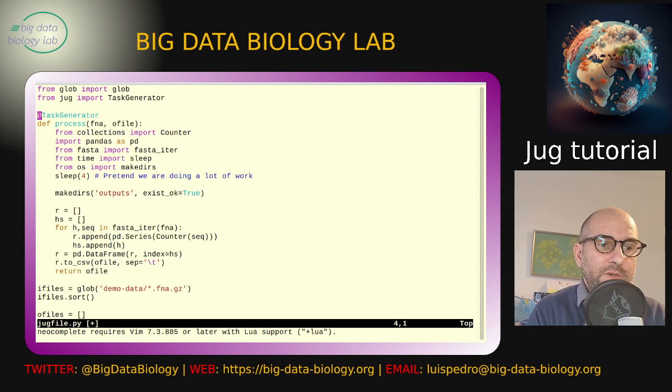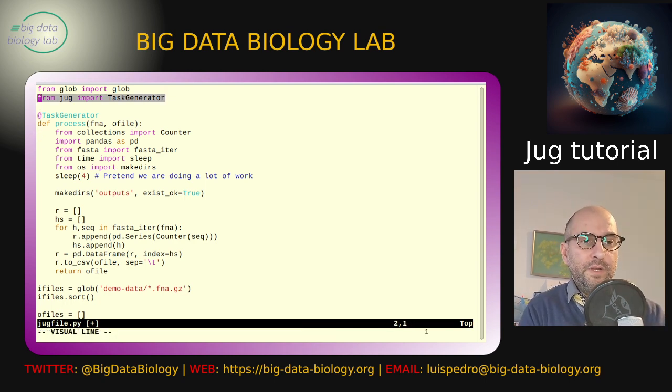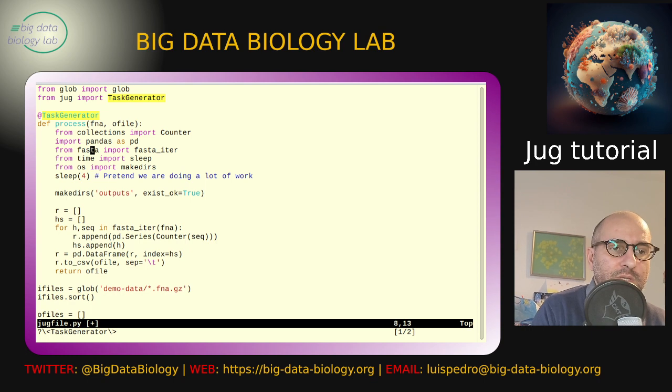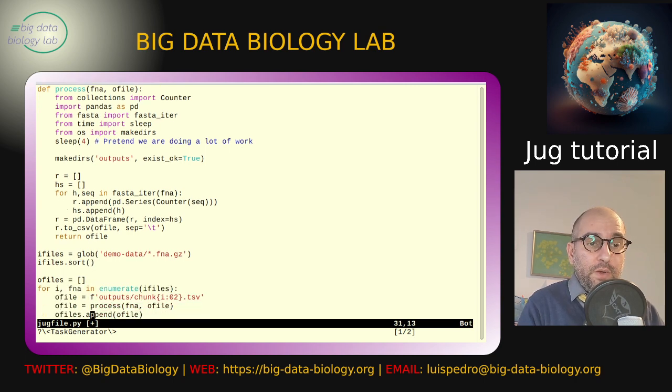And so here, this is Python, except that we've imported from jug import TaskGenerator, and we've added this TaskGenerator decorator to this process function. But other than that, this process function just imports some things. Then again, we're just going to add this sleep to pretend we're doing a lot of work, and then it reads the FASTA file and just counts what it sees, and that's it. And then we're going to process all of them, and yeah, that's it.